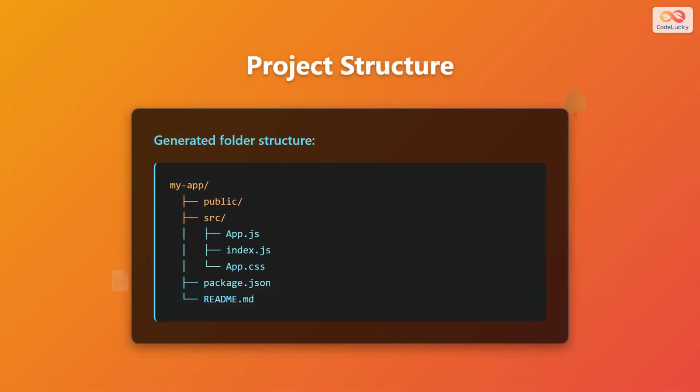Create React App sets up a well-organized folder structure for your project. Here's a look at the generated structure. You have a my-app folder, inside of which there is a public folder, which typically contains static assets like index.html. There is also a src folder, which contains your React components like app.js, index.js, and app.css. Also present are package.json, which manages your project dependencies and scripts, and readme.md, which is a markdown file for project documentation.